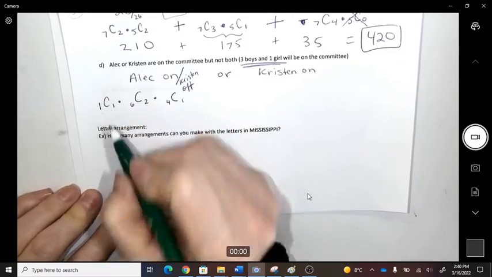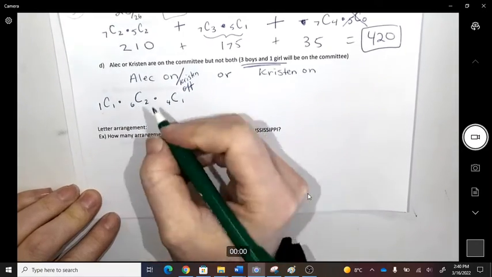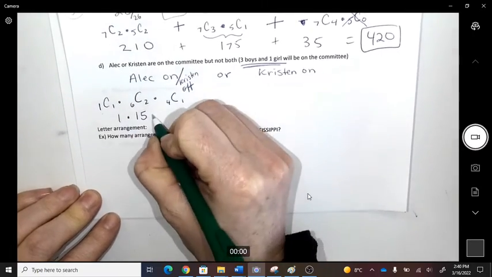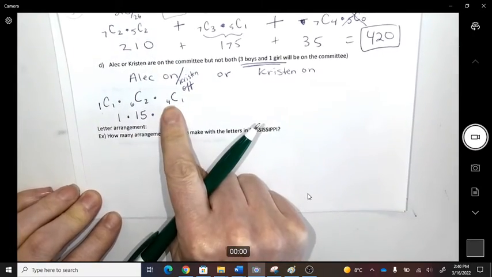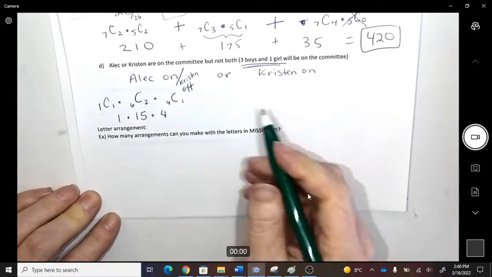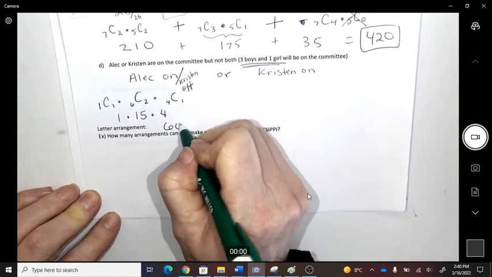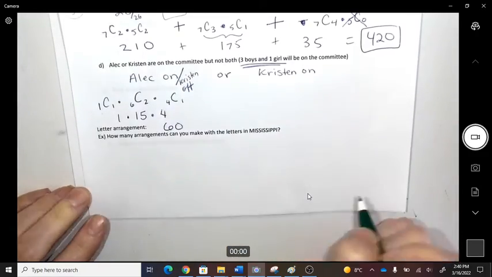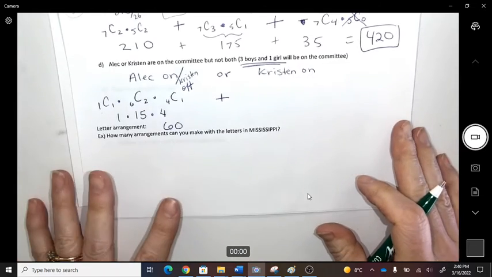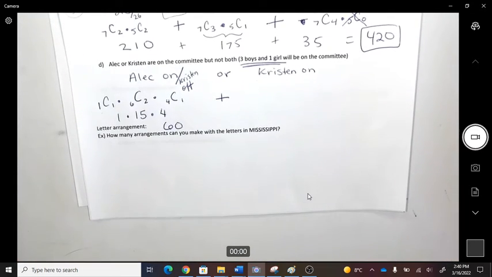Okay, one choose one. Does anybody want to guess what that is? One. This is a calculator, 15. Does anybody want to guess what four choose one is as a number? It's four. So that is 60. Or, so plus, the other situation, total separate, not happening at the same time.